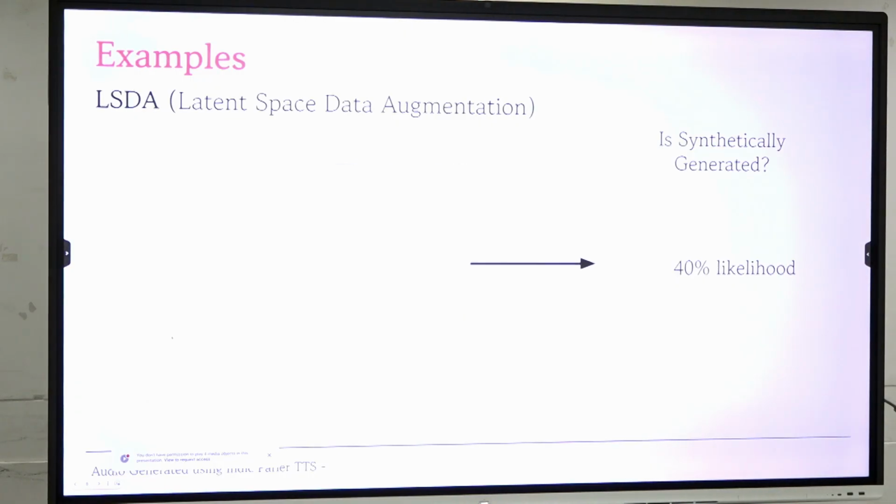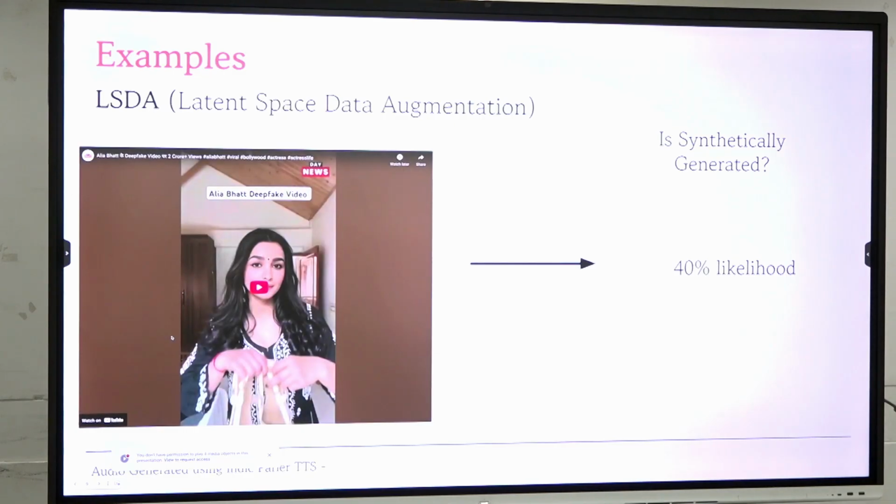And similar thing happened when we ran it on a different deepfake video, where it just said 40% likelihood. The one thing that bugged us was, what does this 40% likelihood mean? And the website just said, oh, you have to read it in your own context. But that doesn't say much to me as a user.